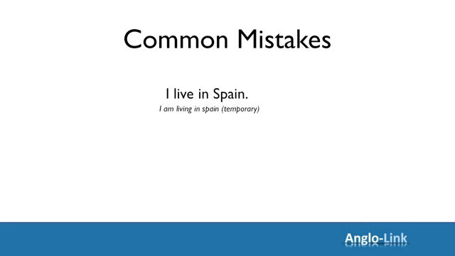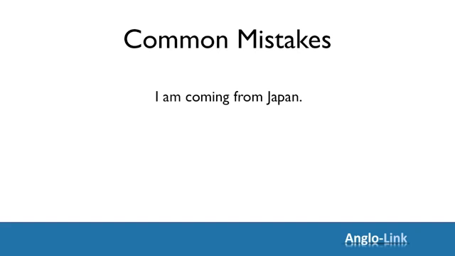Let's look at another example. "I'm coming from Japan." This person wants to say that they are from Japan. They are Japanese. They're giving you their nationality. So, it's a fact. Therefore, again, it should be present simple. I come from Japan. Saying I'm coming from Japan means I've just been there. You've been on a trip and you're coming back now.